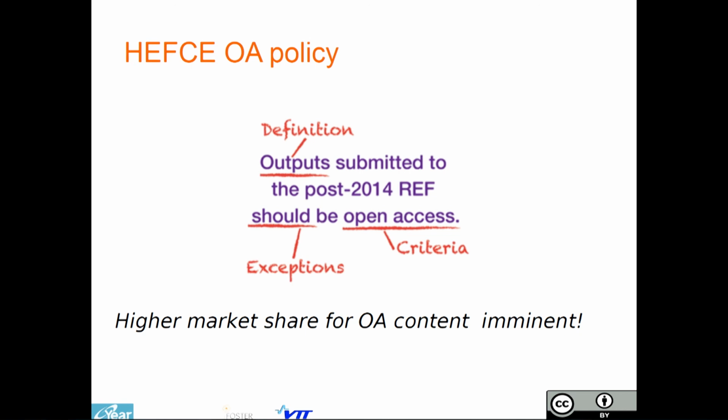The previous REF ended this past December. And the policy was introduced this past year, and it's going to be implemented from the 1st of April 2016. So a big change for the UK landscape. As I said earlier, 60% of the UK's outputs are available through the green road to open access, and we are expecting to see more.